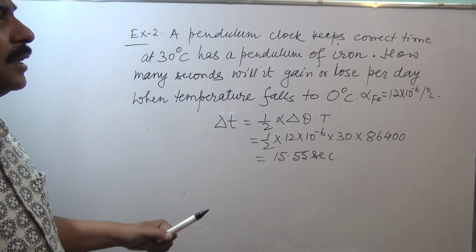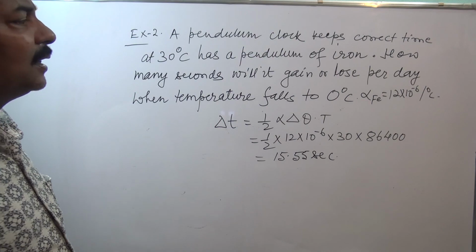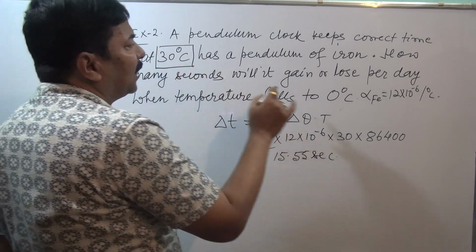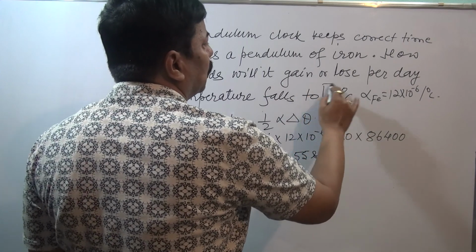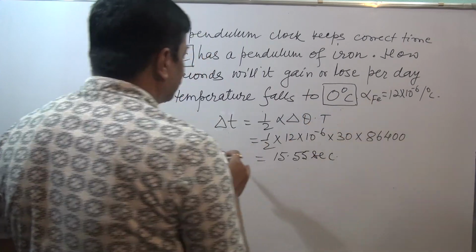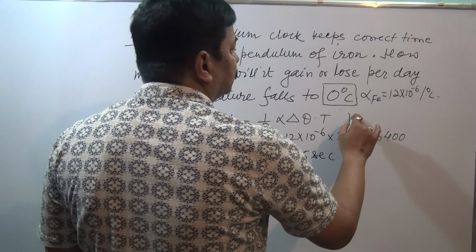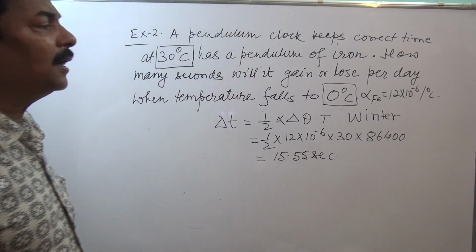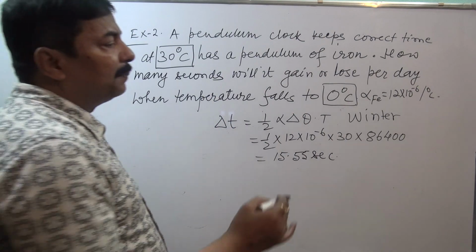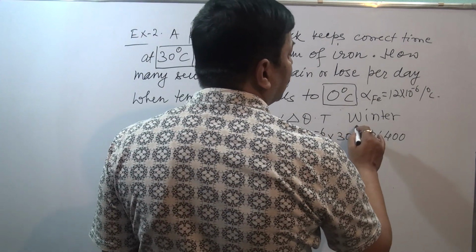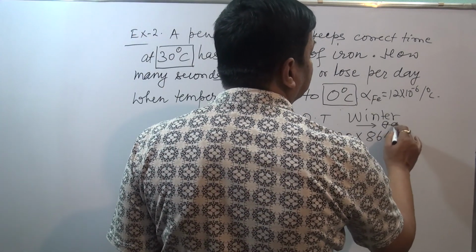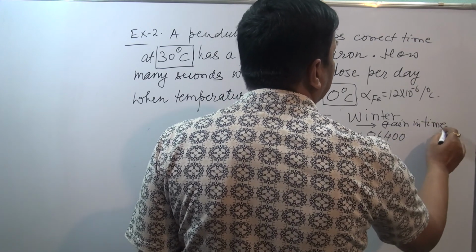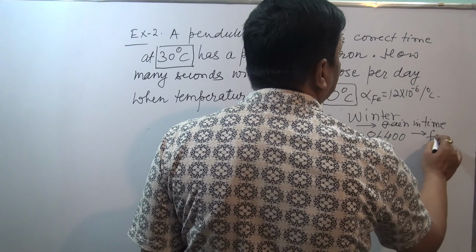Now the first thing that you should immediately understand is that here the temperature is 30 degrees centigrade and the temperature goes to 0 degrees centigrade. So it is the case of your winter. Temperature is going down. When temperature is going down, winter case means gain in time. Gain in time means the clock will become fast.